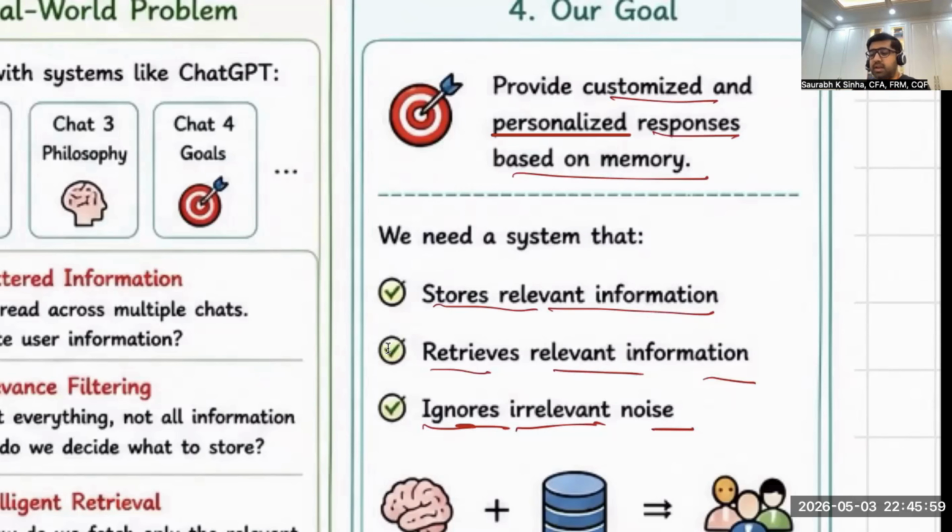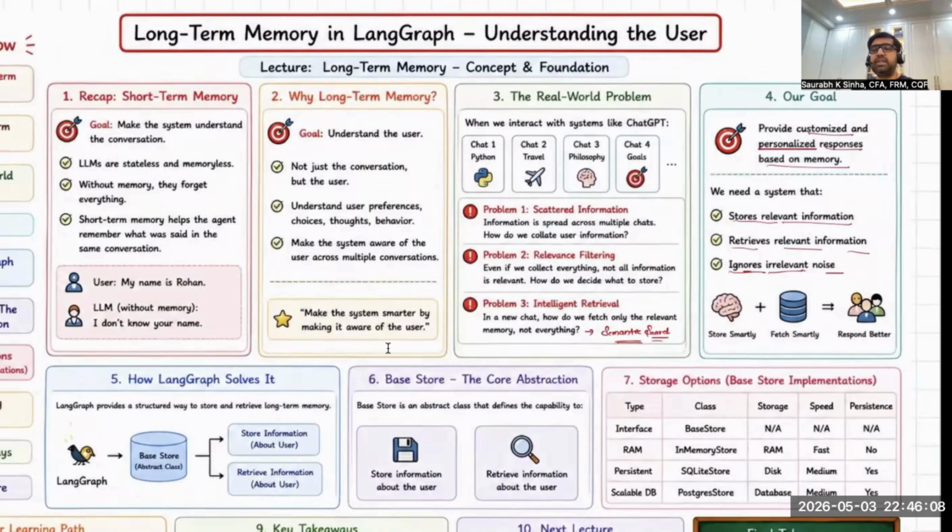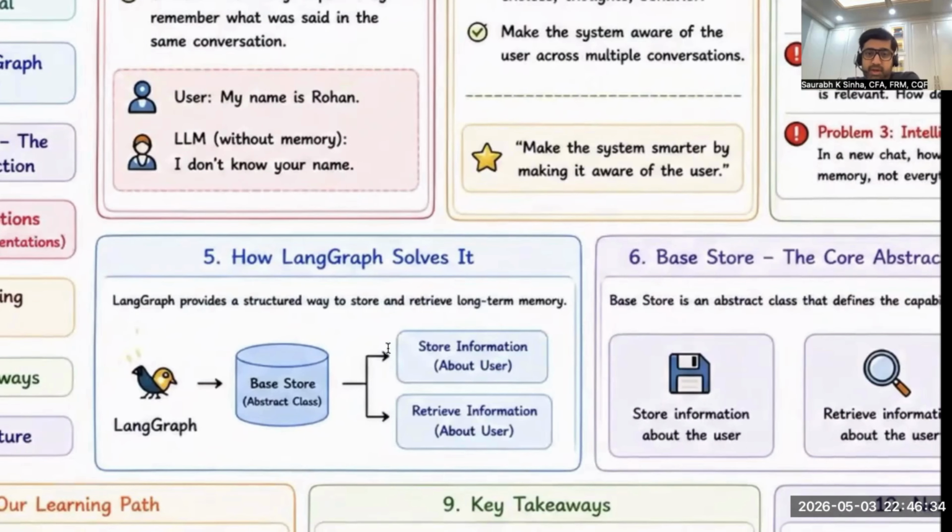Now think carefully. This cannot be a random storage. You cannot dump the full conversation. You cannot have a blind retrieval. You need a proper system that understands what to store, how to store, the structure of storing, and how to retrieve intelligently. In other words, you need a structured implementation for memory.